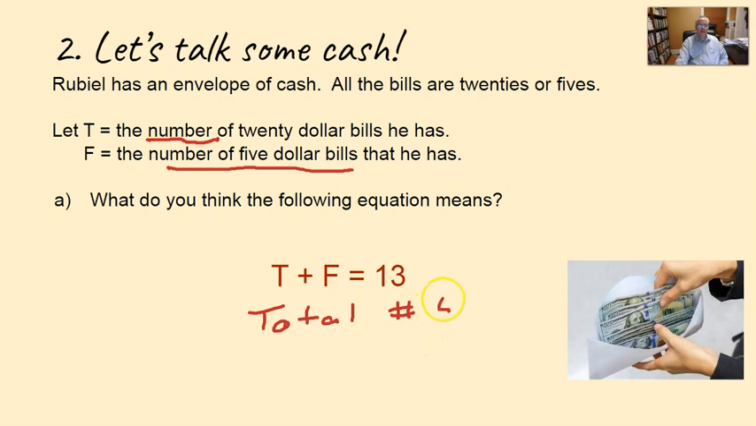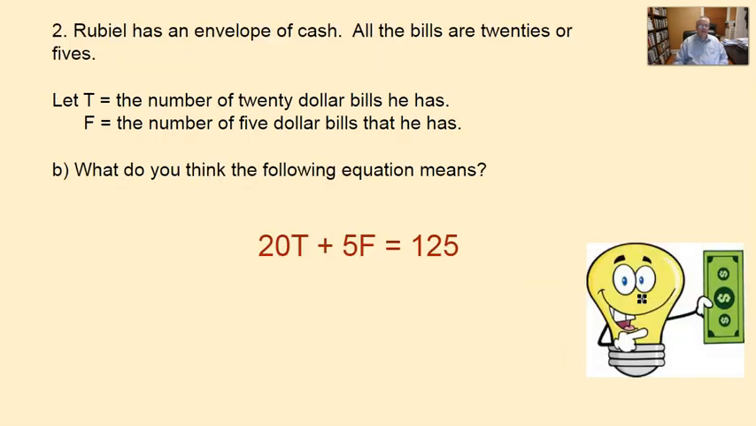Well, it means the number of 20s he has plus the number of 5s he has equals 13. This is the total number of bills in the envelope. It's not how much they're worth, it's just how many bills are in there. Okay, so 13 bills in his envelope. This equation, though, is about how much they're worth.